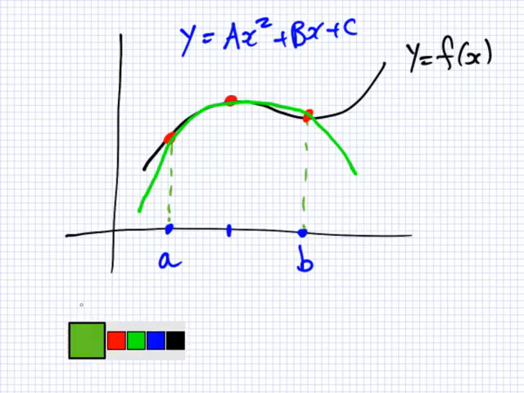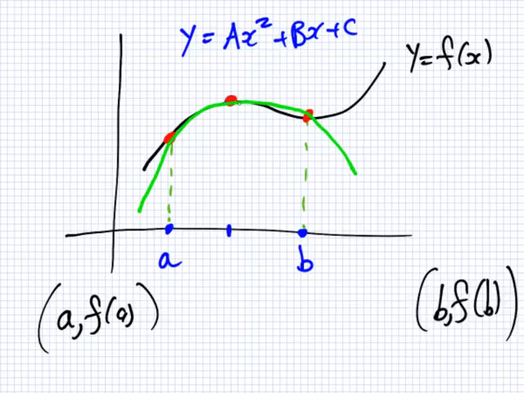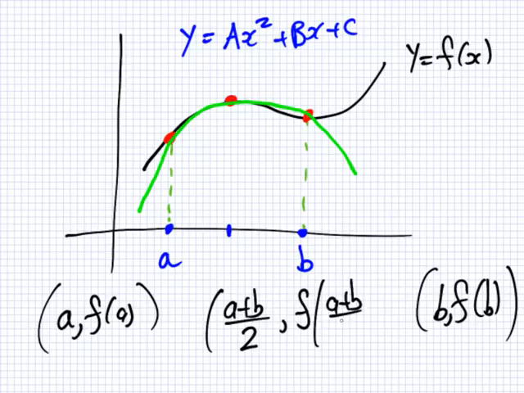The first point is a, f(a). The last point is b, f(b). And this middle point here will be (a plus b) over 2, f of (a plus b) over 2. You got that?